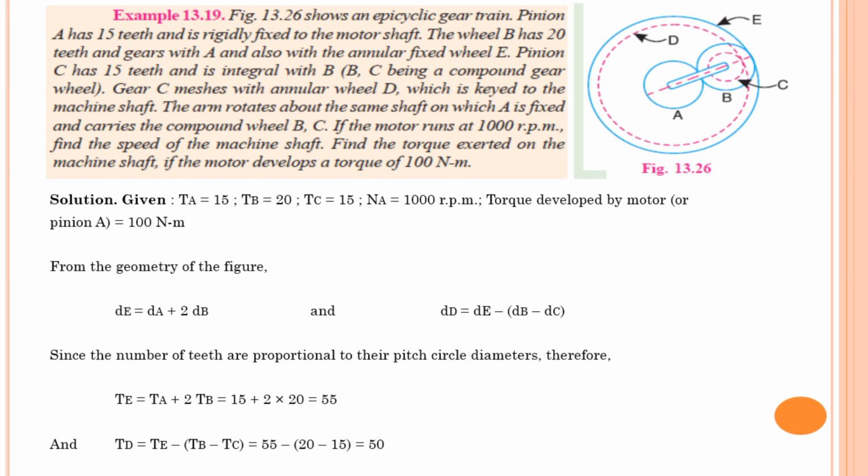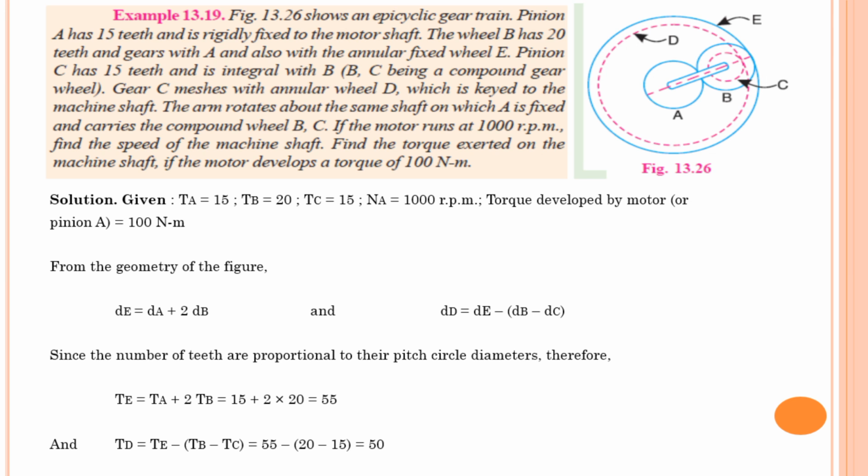After observing you can judge that the diameter of gear E is equal to the diameter of gear A plus 2 times the diameter of gear B. And for the diameter of gear D, it is the diameter of gear E minus the diameter of gear B minus the diameter of gear C. This is the equation got from the geometry of the figure in terms of diameters. These equations I can directly convert into numbers of teeth because their pitch circle diameters are the same. The theory behind that we have discussed in previous lectures as well. Therefore I will directly convert these in terms of number of teeth. From that, TE and TD are not known, other numbers of teeth are known.